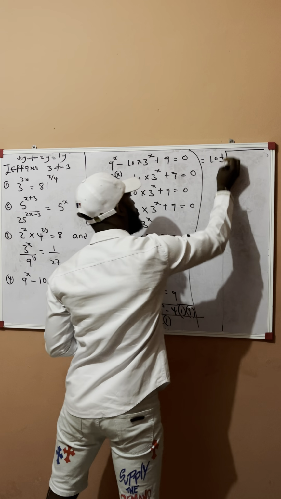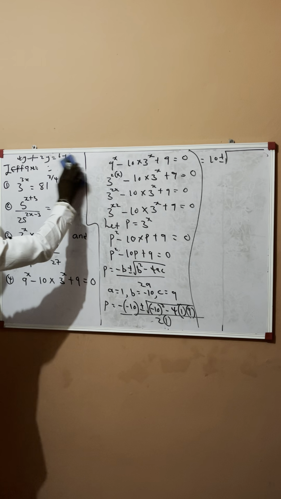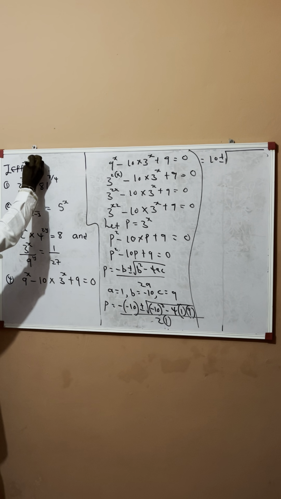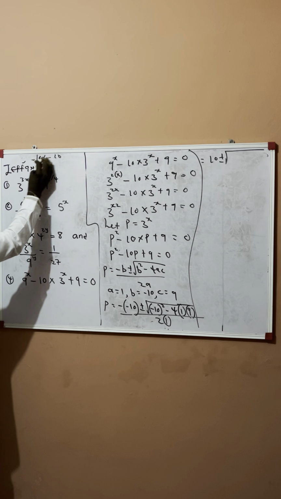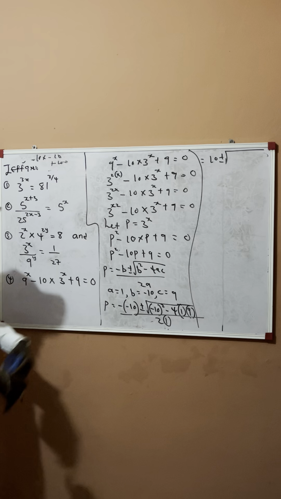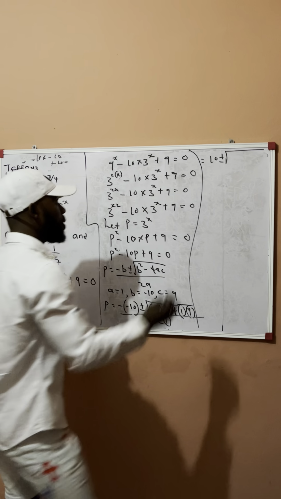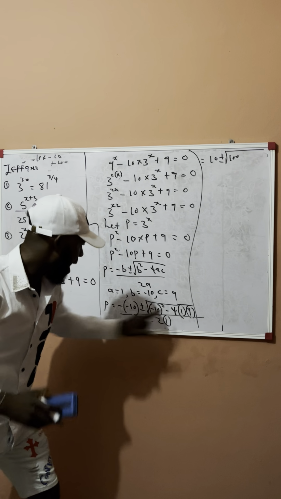Plus or minus square root of. Now, minus 10 raised to the power 2 simply means minus 10 times minus 10. And you know what that means? Minus times minus is plus. 10 times 10 is 100. So minus 10 raised to the power 2 is 100. So here becomes 100.